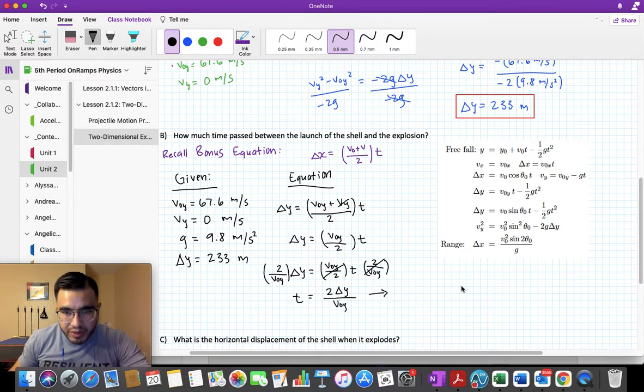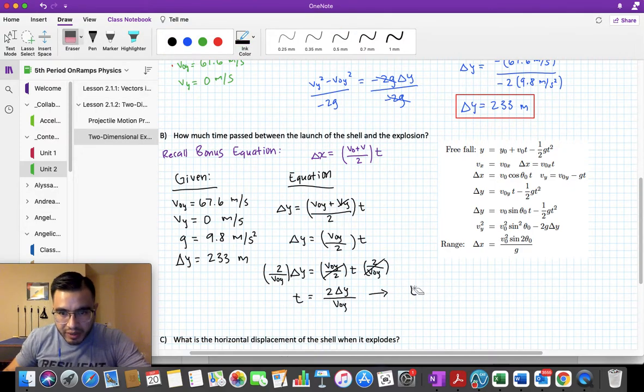We'll just substitute down. Time is equal to twice 233 meters. Well, 2 times 233 divided by v naught y, which is 67.6 meters per second.